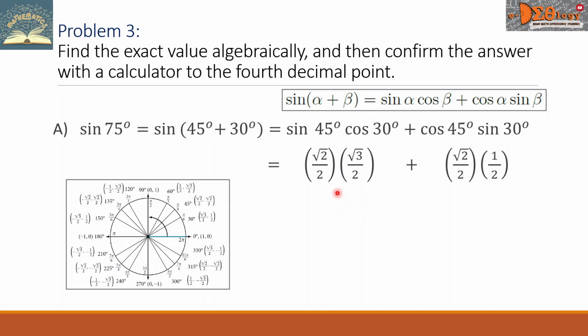Let us now simplify the products respectively. For the first group, we have square root of 6 over 4 plus the second group, square root of 2 over 4. Then we can combine the fractions having the same denominators. So we have square root of 6 plus square root of 2 all over 4. Using the calculator, the value is 0.9659. Note that using your calculator, when you get sine 75 degrees, you will get the same value.